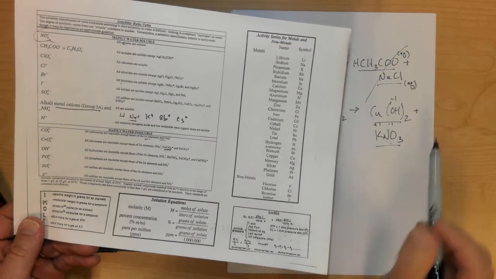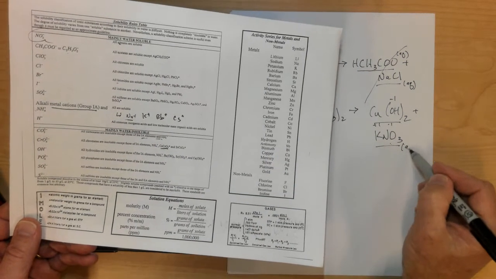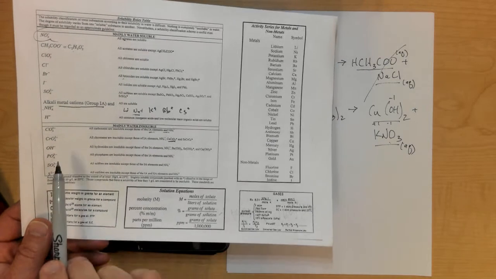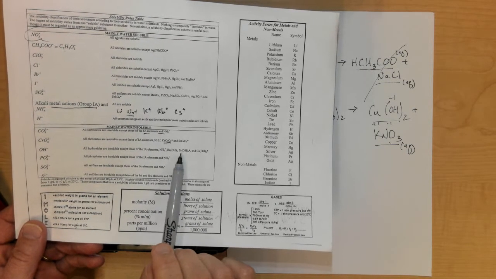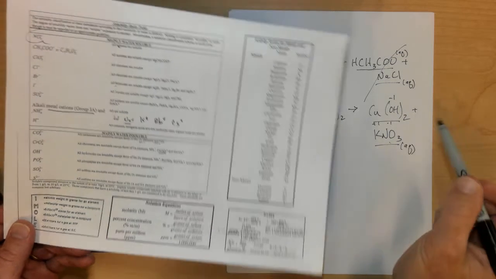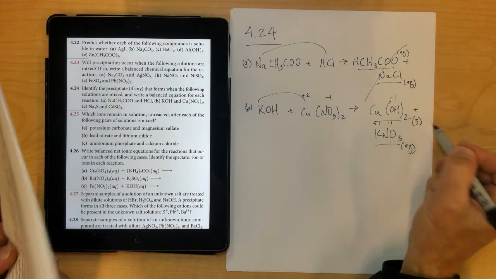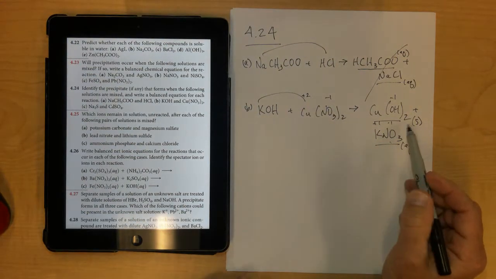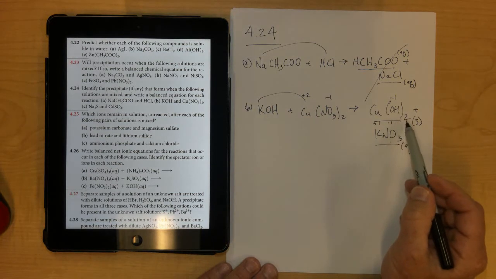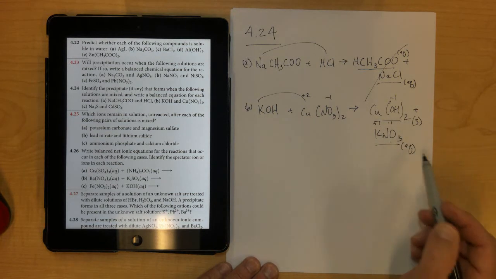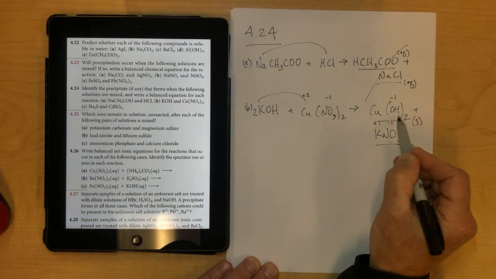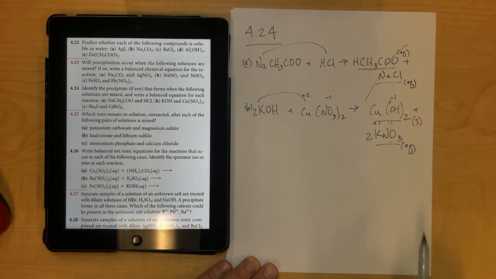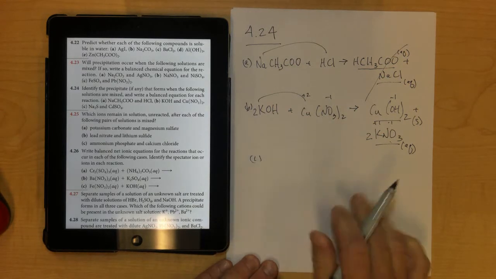All nitrates are soluble, so this one's going to be aqueous. Hydroxides, it says here, all hydroxides are insoluble except for group 1 and then barium, strontium, and calcium. Well, copper is not barium, strontium, calcium, so this is going to be a precipitate right here. My solid would be Cu(OH)2. A precipitation reaction does occur. Balancing this reaction, I believe I'd need a 2 here for the 2 hydroxides and a 2 here for the 2 nitrates. That would be my balanced reaction.